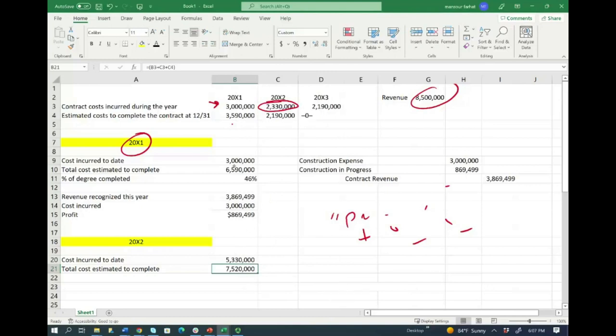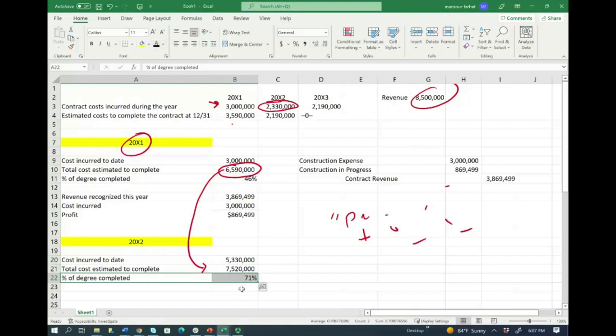My cost was $6,590,000 total cost to complete the project. In year two, it's $7,520,000. My cost went up. Yes, that could happen, especially these days with inflation. Labor cost is going up, material going up, and so on and so forth. So that could easily happen in the real world. So what happened in year two? First, let's compute my degree of completion. So my degree of completion is 71%.